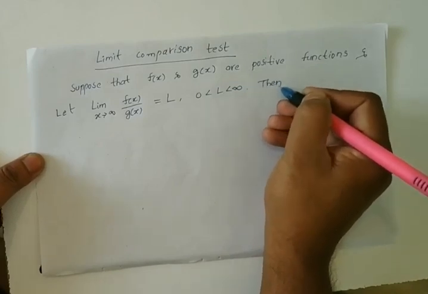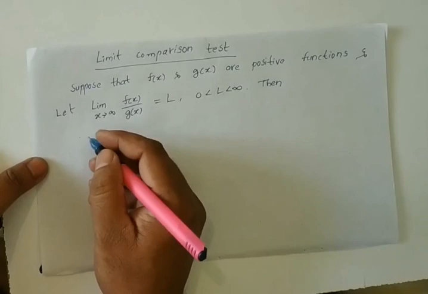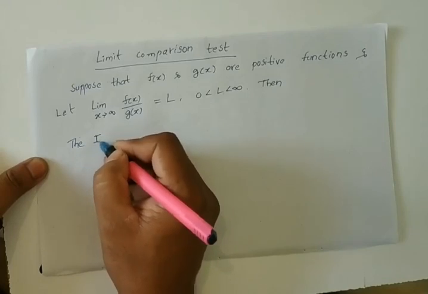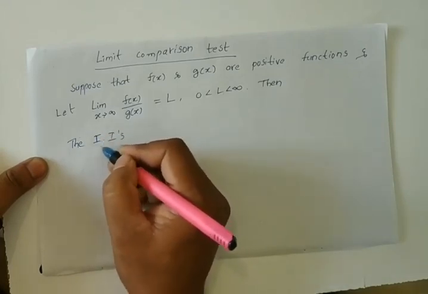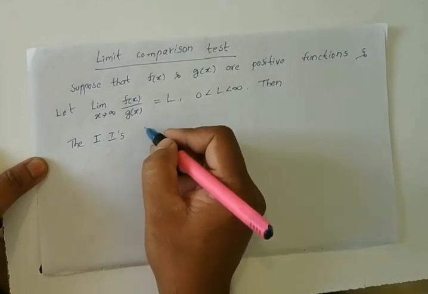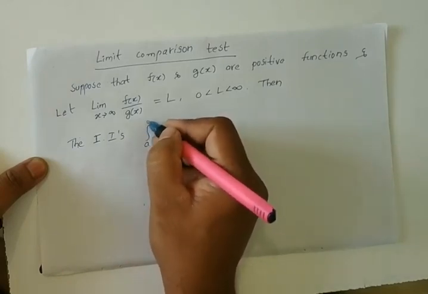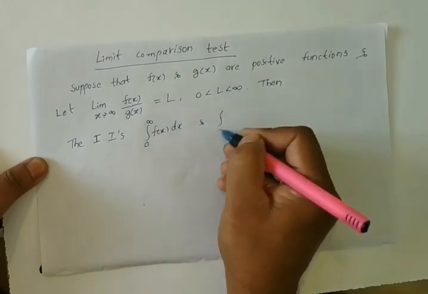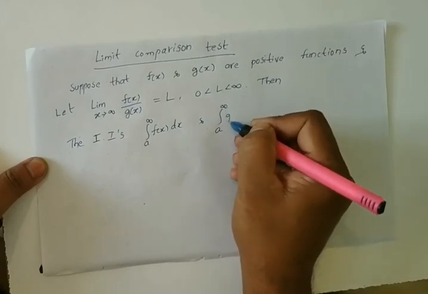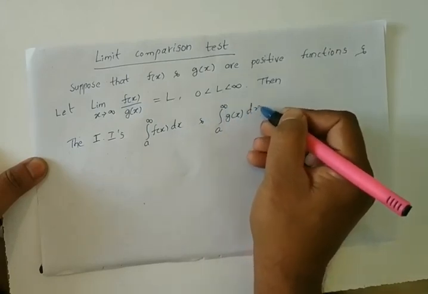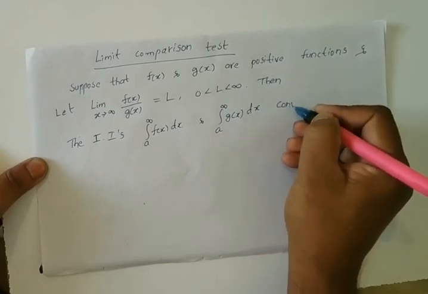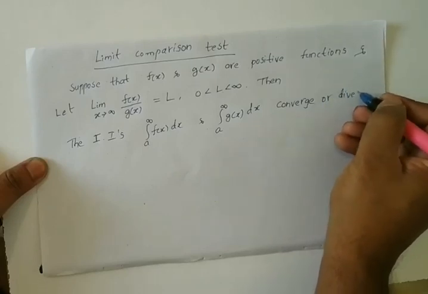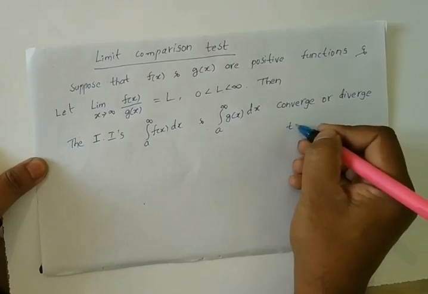Then the improper integrals, the integral from a to infinity f of x dx and the integral from a to infinity g of x dx, converge or diverge together.